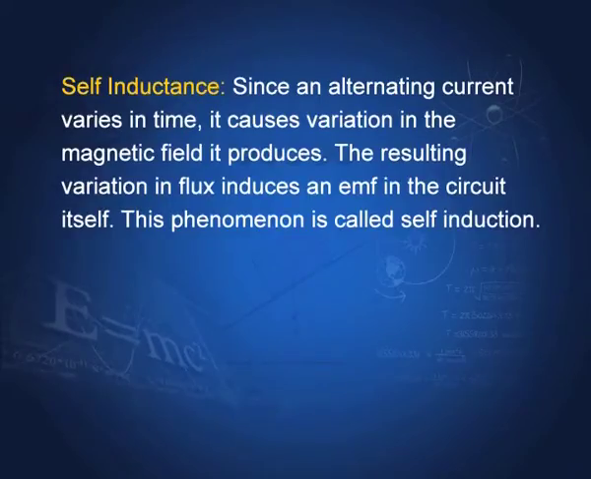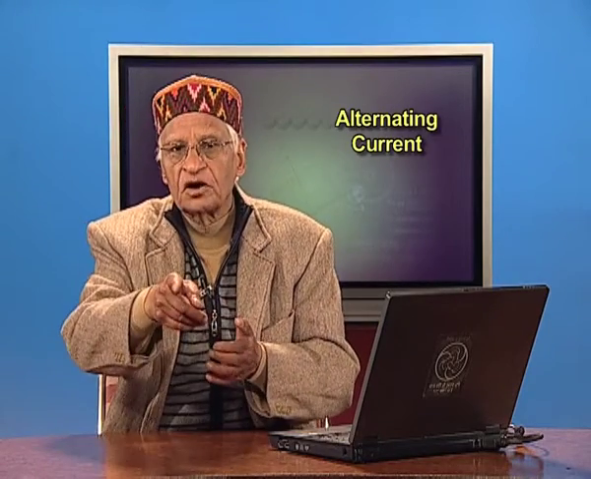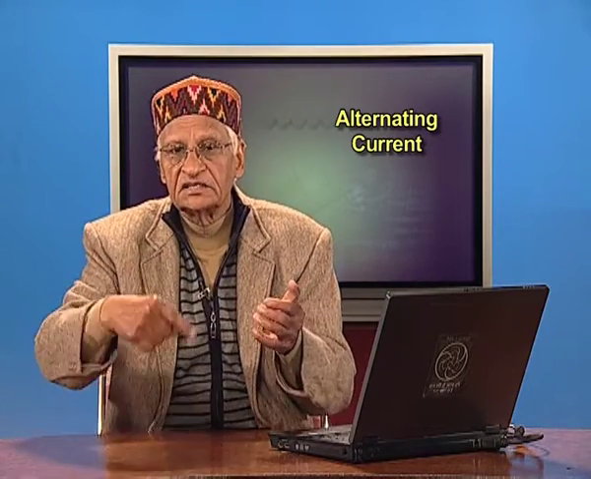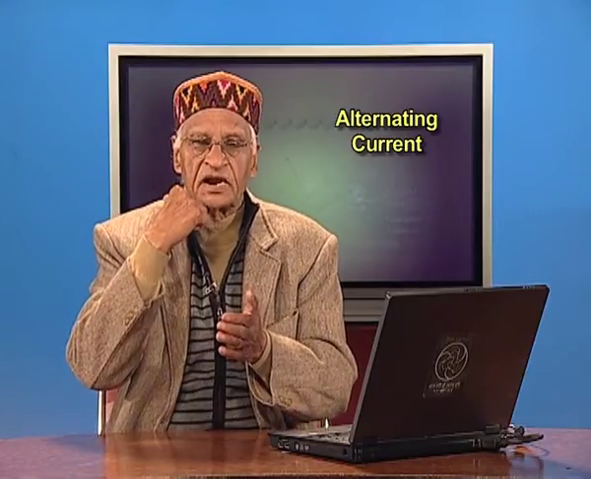Since an alternating current varies in time, it causes variation in the magnetic field it produces. You see, we have already seen that if there is a current through a wire, or through a loop of wire, there is a magnetic field, and if the current changes constantly, for one half in this direction, for the next half in this direction, then the direction of the magnetic field also changes, which means there is a change of flux.